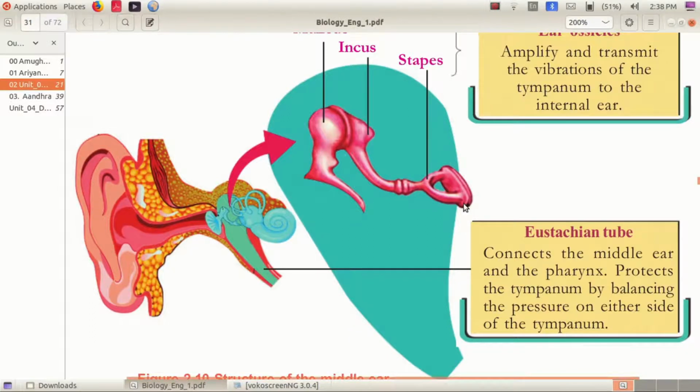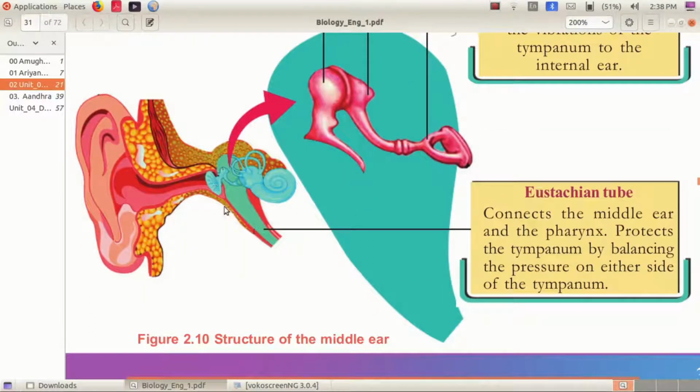Then there is a canal or tube that connects middle ear to the pharynx. So let's see what is the function of this eustachian tube. This eustachian tube connects the middle ear and the pharynx. For what? Yes, it protects the tympanum by balancing the pressure on either side of the tympanum.